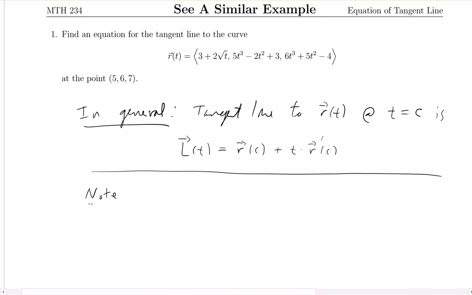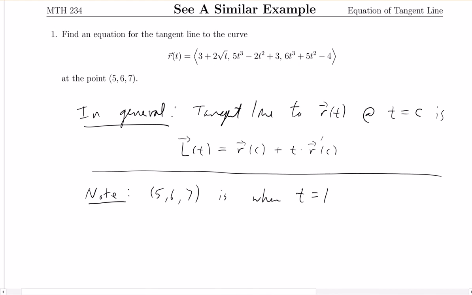So the first thing to note here is that 5, 6, 7 is when t equals 1. So you can check that. If you plug 1 in for t in this vector equation at the top, you will get the point 5, 6, 7. So since they didn't tell us the value of t, that's the first thing we need to do, determine what that value of t is, and we can see here that it's 1.